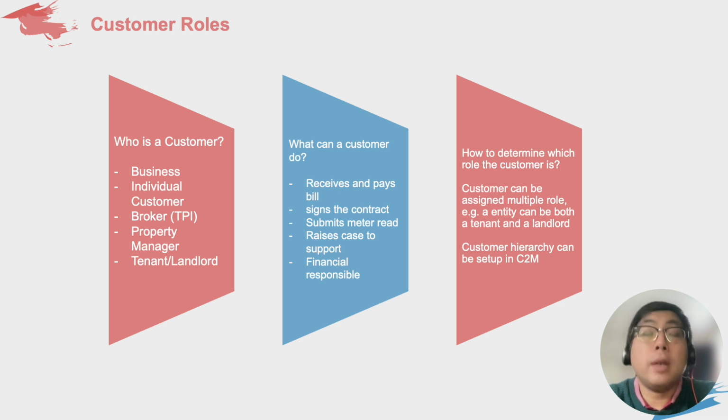And then the last question I would ask is how to determine which role the customer is. Now, the customer, they can be assigned with multiple roles. So let's say a customer could be a tenant on one side, or they can be a landlord on another side for the same customer. So in C2M, we have a customer hierarchy, which you can set up. But how do you set up the customer hierarchy? It's all based on the question we're asking here.